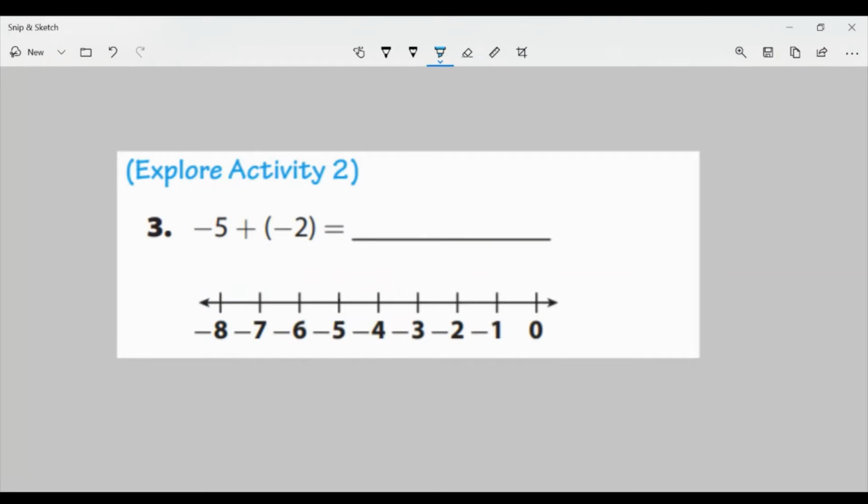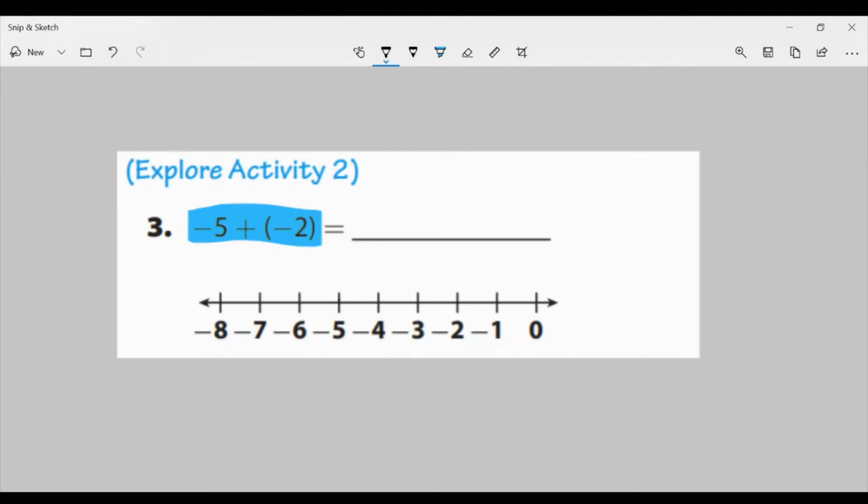All right, so we're moving on to the next section on this page, page 10 still. In this next section, they want us to use the number line to find the sum of each equation. Sum means the answer to an addition problem. So for number 3, we have -5 plus -2.